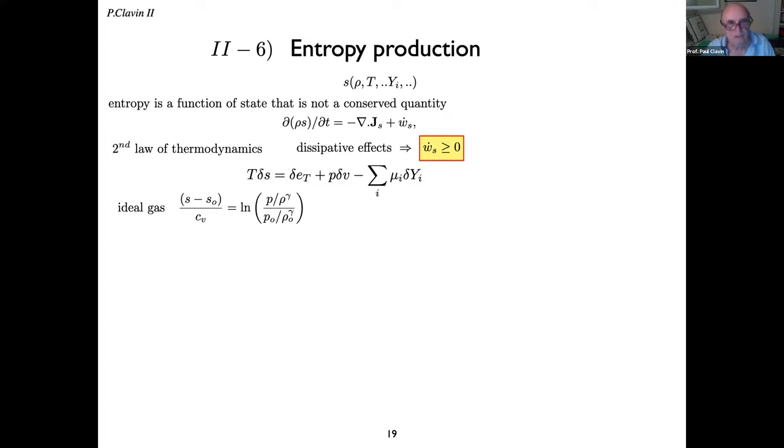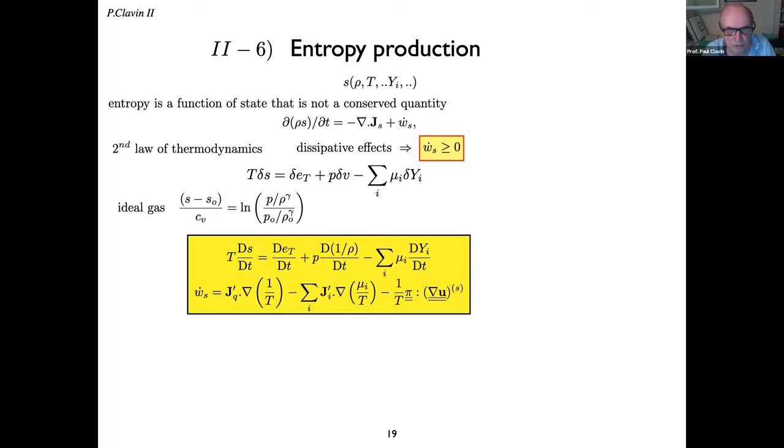Now, if you use the thermodynamic relation relating the variation of entropy, TdS, to dE, the variation of the thermal energy, plus PdV minus mu dY, where mu is the chemical potential of Y. This is a general relation given by thermodynamics. And I recall that in an ideal gas, the entropy is related to the logarithm of P over rho to the power of the ratio of specific heats. This is a well-known form for thermodynamics in real gases.